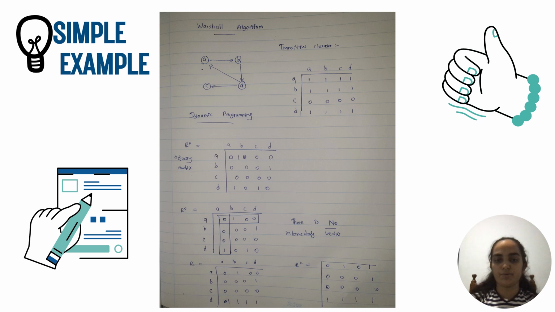Then we move to R2. We choose vertex B as the intermediate vertex. We again update connections if any new paths appear using B. We keep repeating this process for each vertex. So the binary matrix after all steps is our transitive closure, showing reachability between all pairs. So Warshall's algorithm is a simple, systematic way to compute transitive closure using dynamic programming.